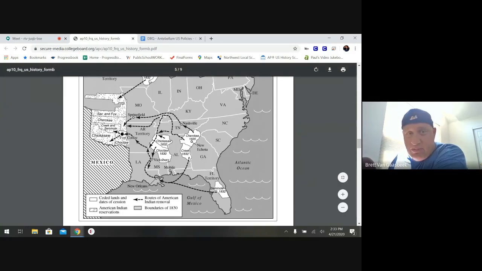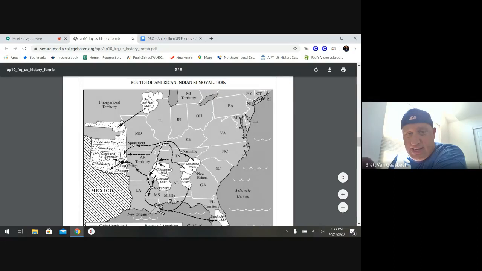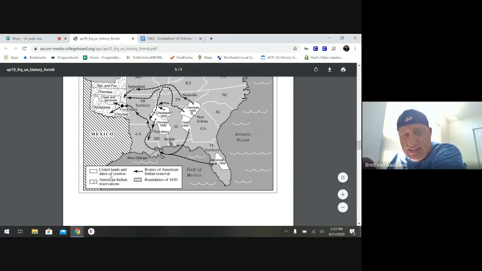And of course, they're even going to remove people up here in what is today Wisconsin, Illinois, and Iowa. They're going to move the Sauk and the Fox out as well to these territories, all right? And they even actually put them into kind of sectionalized areas. Okay, so again, they show the routes, they show the groups, and of course, they talk about ceded lands and dates of cession. And you can see they're all ceded in the early 1830s. And then, of course, American Indian reservations out here. They're showing you where they settled.